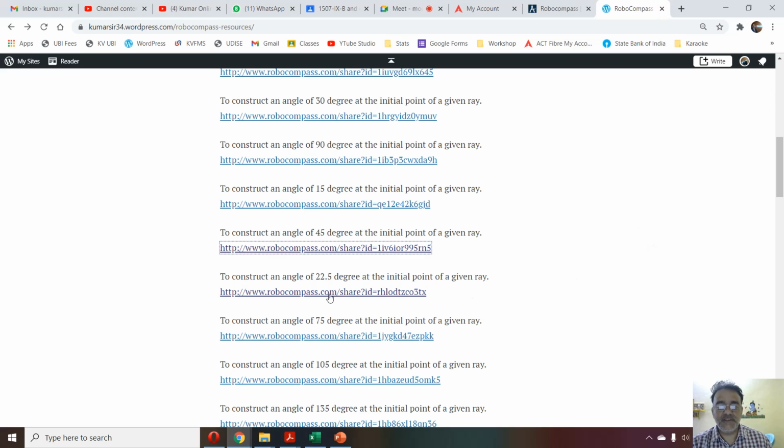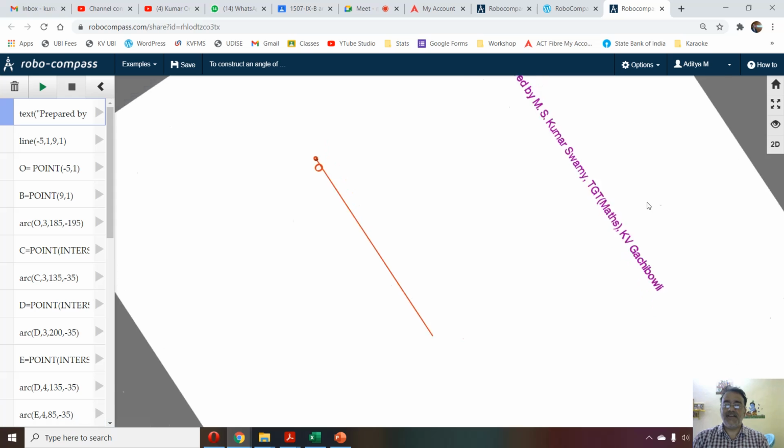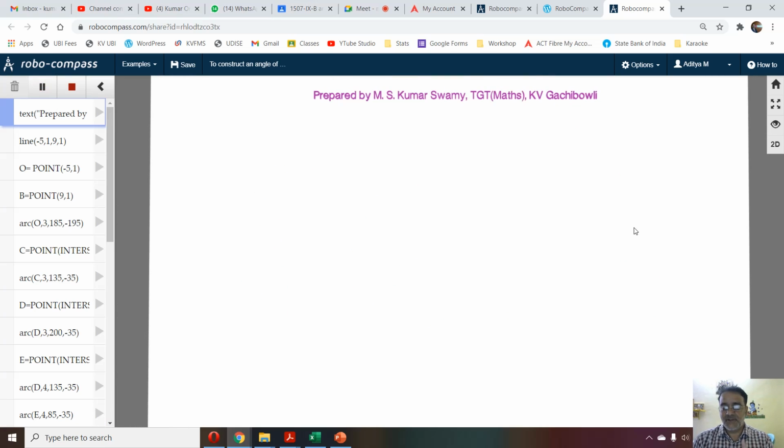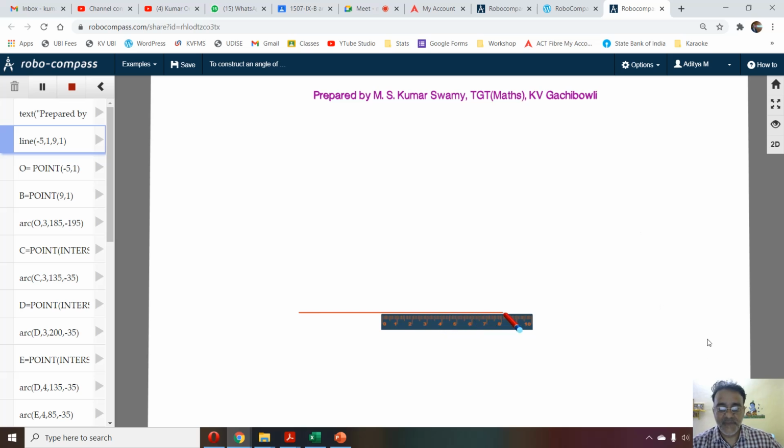Now we are moving toward the construction of 22 and a half. 22 and a half is half of 45 degrees. So उसके लिए सबसे पहले 90 draw करना पड़ेगा. Then we have to draw the angle bisector of 90 degrees to get 45. Again we have to draw the angle bisector of 45 degrees to get 22 and a half. So first draw a line segment using a ruler. Let this point be O and this point be B.